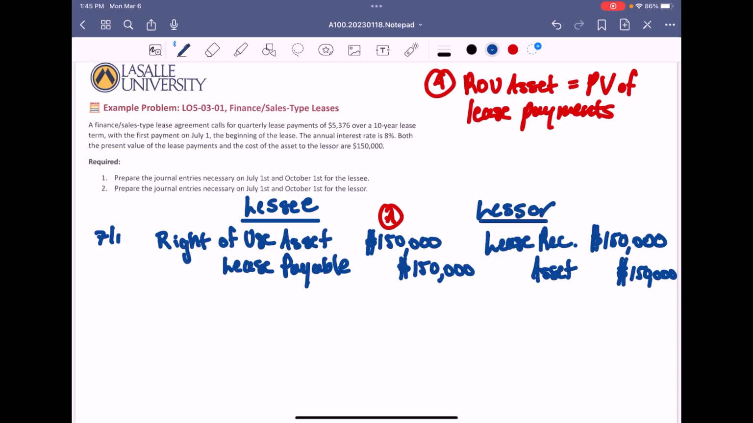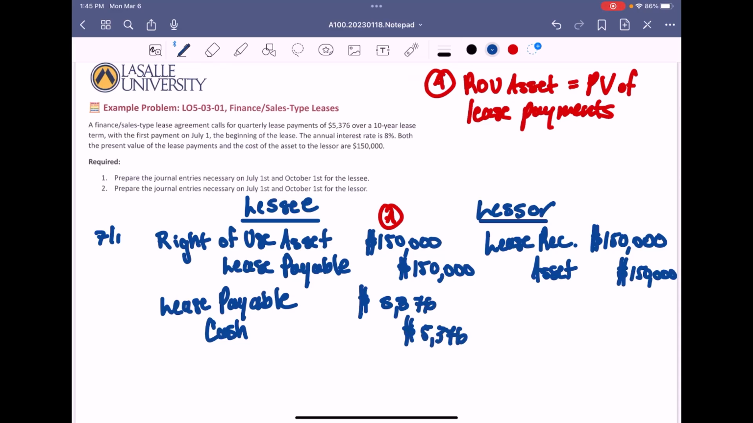The second thing that happens on July 1st is that lease payments are typically structured as annuities due, where the first payment is made on the first day of the lease. So on July 1st, we also have to record the first lease payment. We are going to record a debit to the lease payable, because we're making our first lease payment, and that reduces the payable. And we're going to credit cash. The payment is given in the problem. The payment is $5,376. So that's the amount we're going to record here, $5,376.